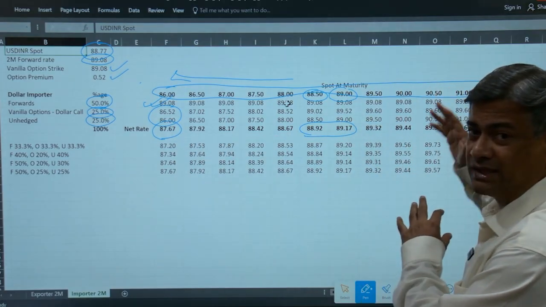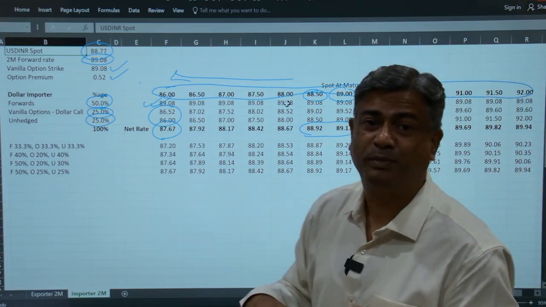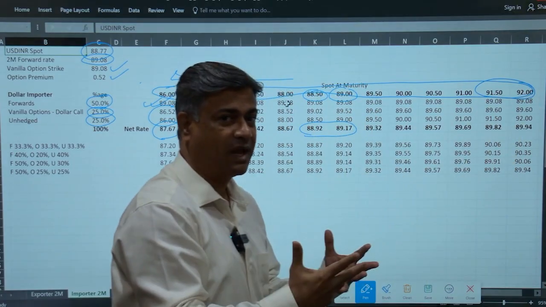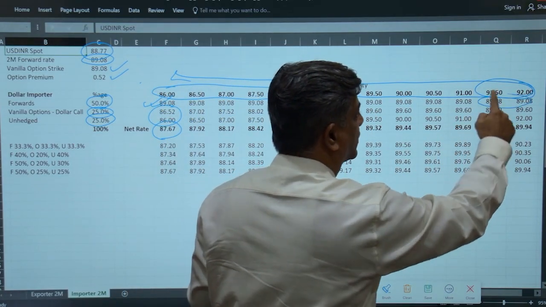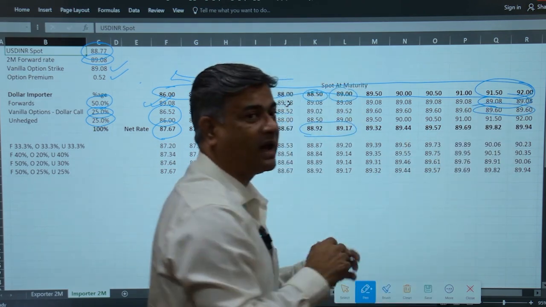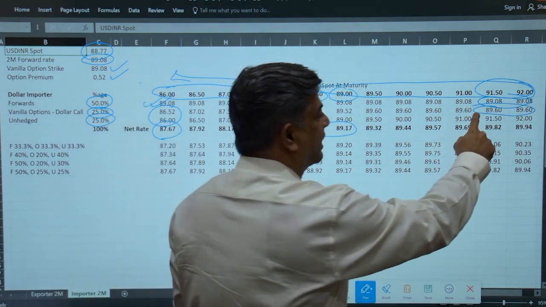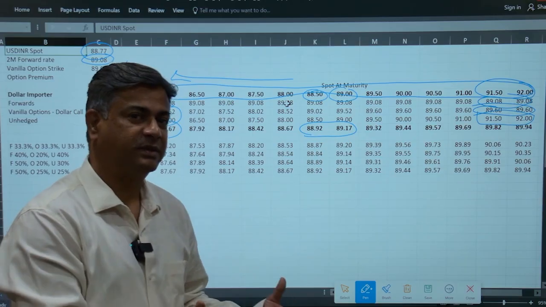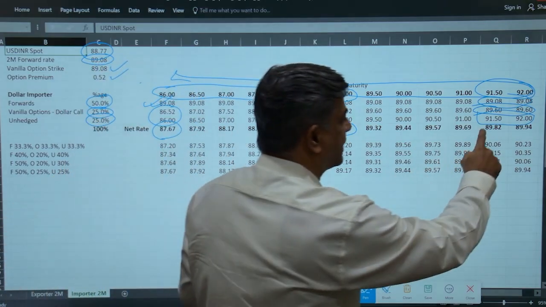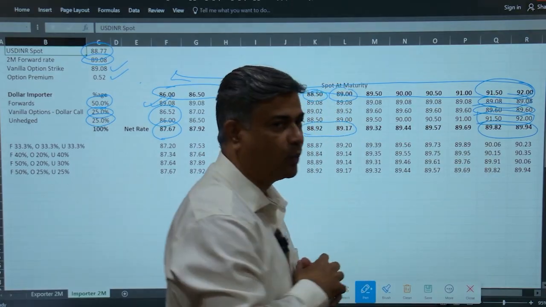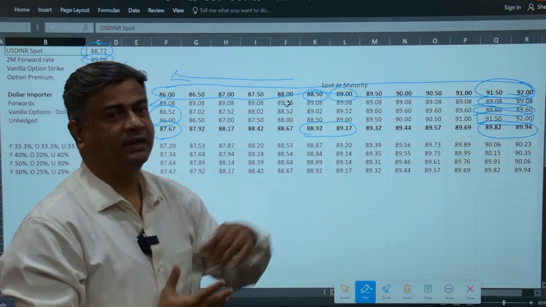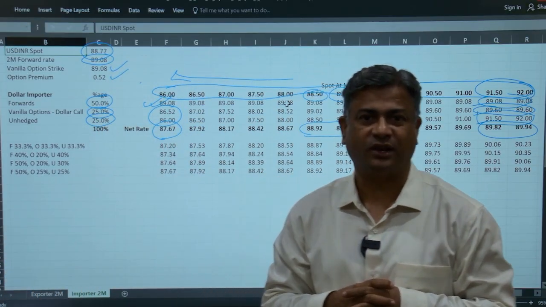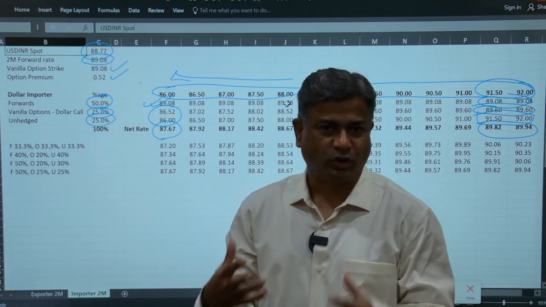Similarly, if the market goes substantially higher, let us take if rupee weakens substantially and it goes to 91.92, here the reverse will happen. The forwards will help me, vanilla options will also help me, but I will get slightly disturbed with unhedged positions where I will have to pay a higher spot for 25% of my exposures. But still my weighted average rate is going to be far lower than what the spot was when it is 91.92. So, this is a combination of forwards and options, and how it will help you to moderate risk.